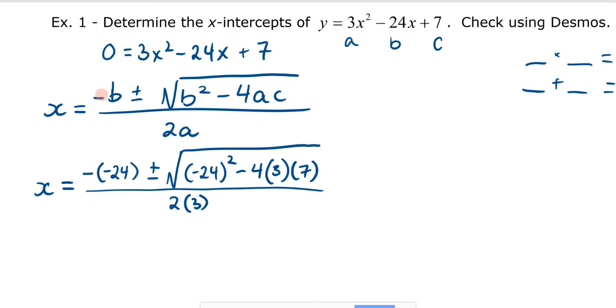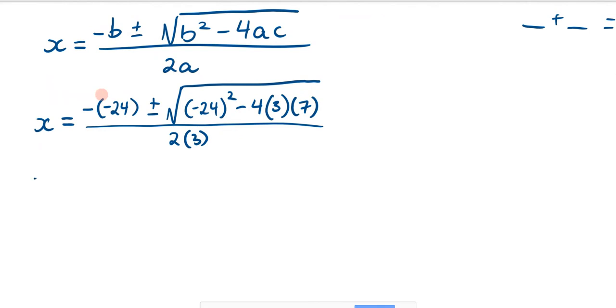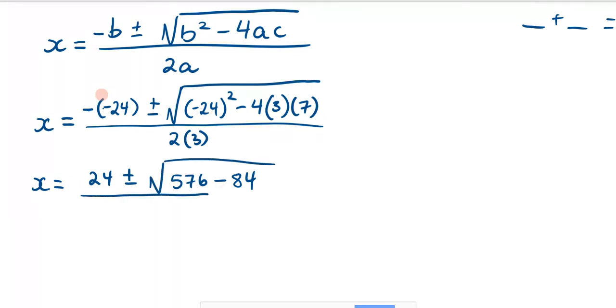Okay? Then we start simplifying. So x equals negative of negative 24 is positive 24 plus or minus 24 squared. If you did negative 24 times negative 24, you would get 576, minus 4 times 3 times 7 is 84. All of that is under a square root sign. And then all of everything on top is divided by 6, because 2 times 3 is 6.